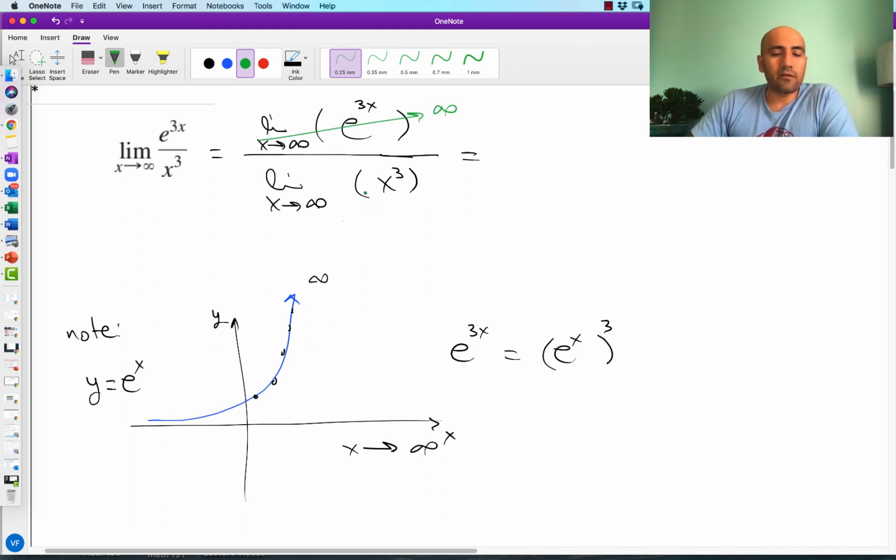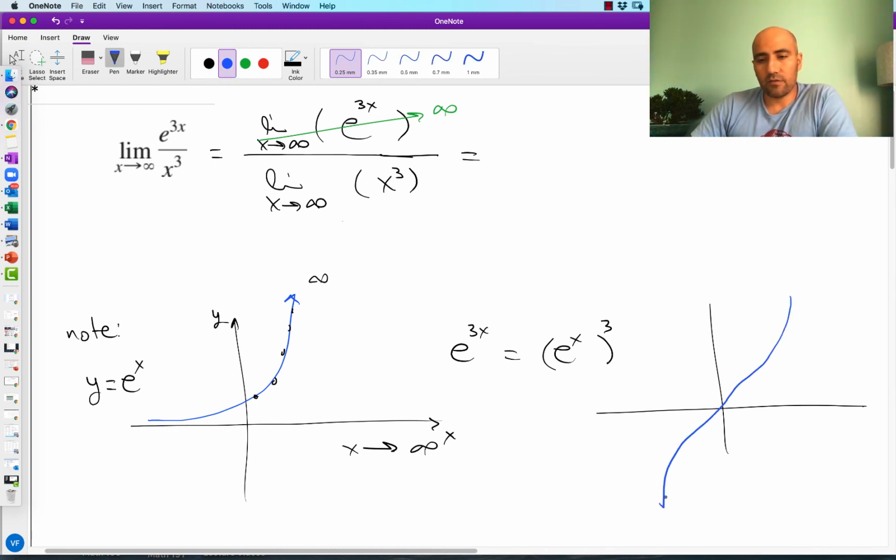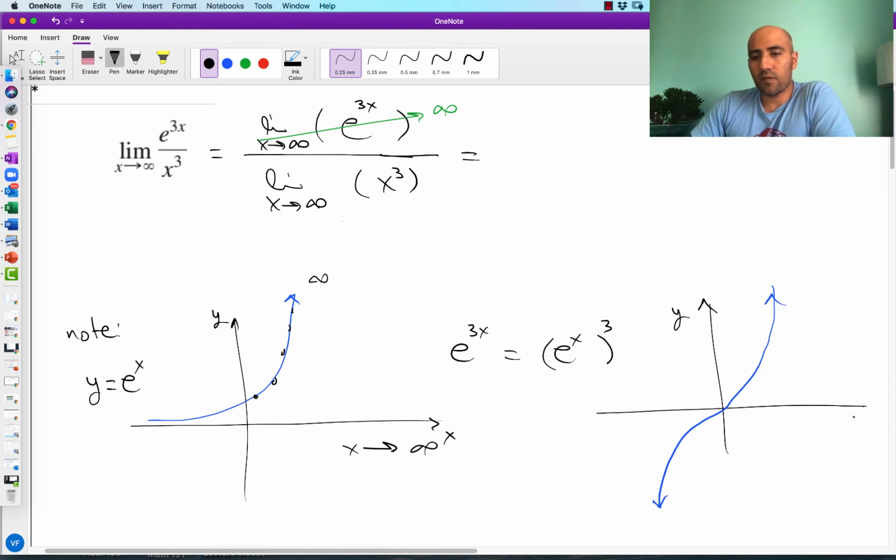In the denominator, same thing. If we think about the shape of the graph of x to the third power, it goes this way, comes across, and comes down this way. Roughly speaking, it goes like that. This is y, this is x. This is y equals x cubed.